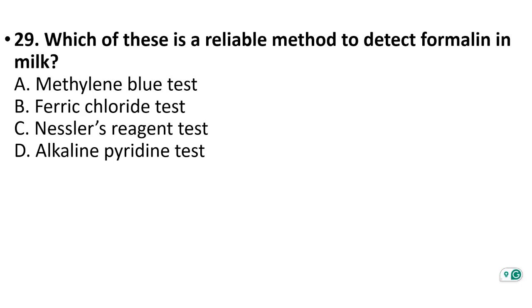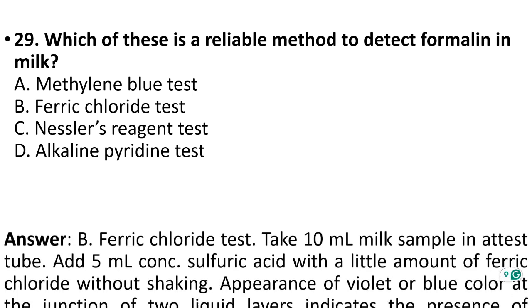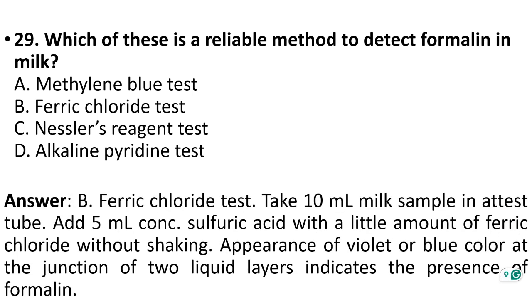29. Which of these is a reliable method to detect formalin in milk? Methylene blue test, ferric chloride test, Nestler's reagent test, alkaline pyridine test? Your answer is option B, ferric chloride test. Take 10 ml milk sample in a test tube. Add 5 ml of concentrated sulfuric acid with a little amount of ferric chloride without shaking. Appearance of violet or blue color at the junction of two liquid layers indicates the presence of formalin.